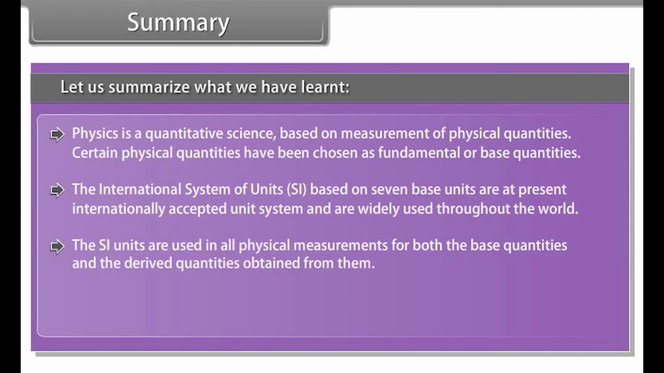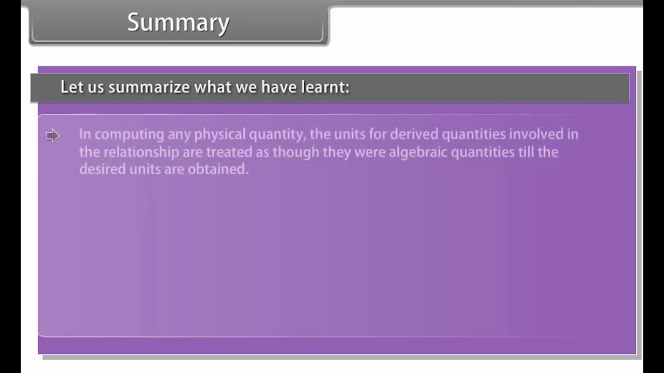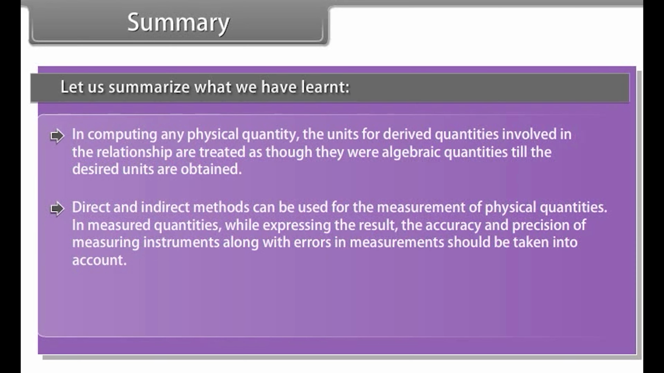The SI units are used in all physical measurements for both the base quantities and the derived quantities obtained from them. Physical measurements are usually expressed for small and large quantities in scientific notations with power of 10. In computing any physical quantity, the units for derived quantities involved in the relationship are treated as though they were algebraic quantities till the desired units are obtained. Direct and indirect methods can be used for the measurement of physical quantities.